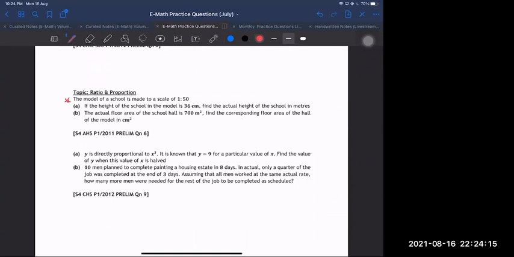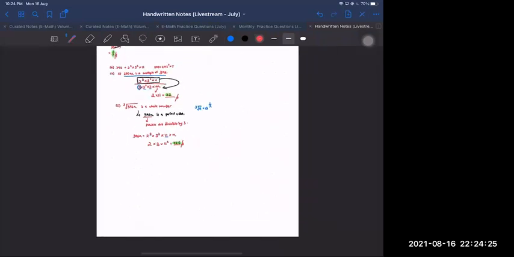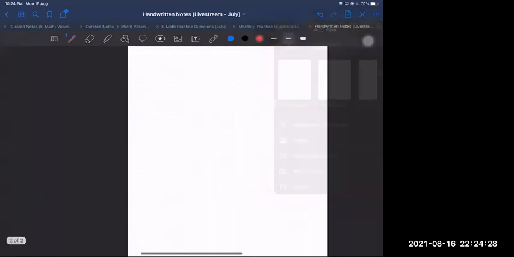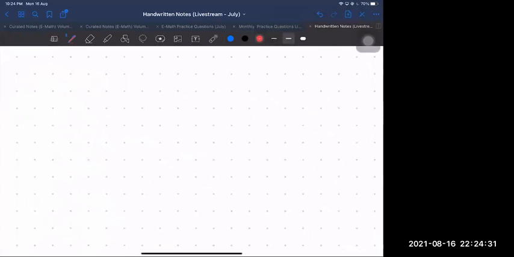A model of a school is made to a scale of 1:50. If the height of the school in the model is 36, what is the actual height of the school in meters? Okay, so let's solve this question. Maybe I'll split it up in pages so it's easier to see. The question states that I have a linear scale, 1:50. Now, what does this mean? This means 1 centimeter on the map is 50 cm in real life.